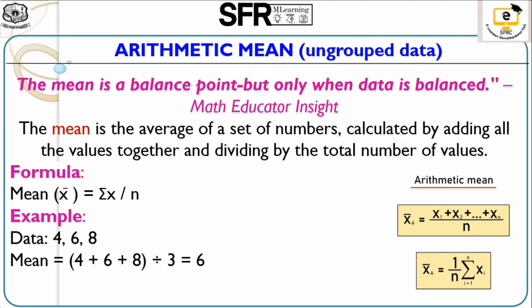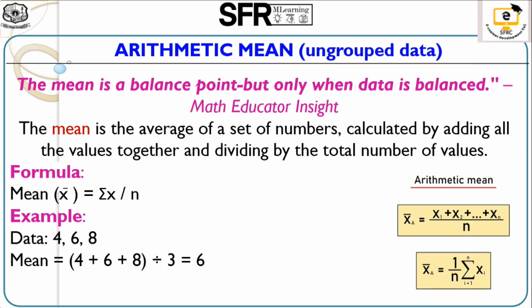For ungrouped data we use this formula. The mean is a balanced point, but only if the data is balanced. This quote was given by a math educator. The mean is the average of a set of numbers, calculated by adding all the values together and dividing by the total number of values. The formula: the mean value is denoted as x bar, that is, summation of x divided by n. Summation is nothing but the total of the values.